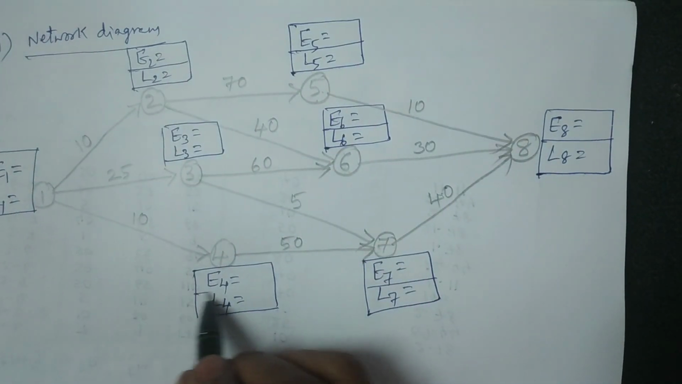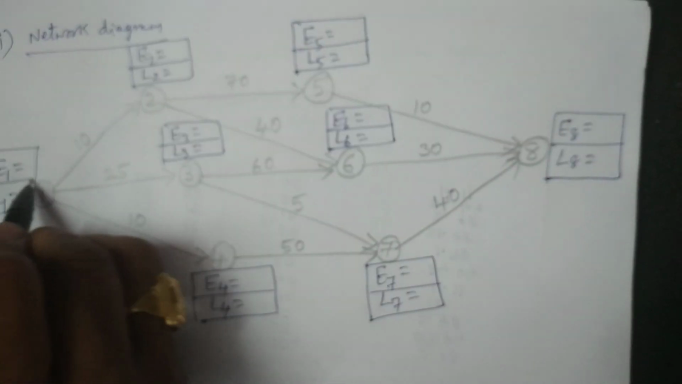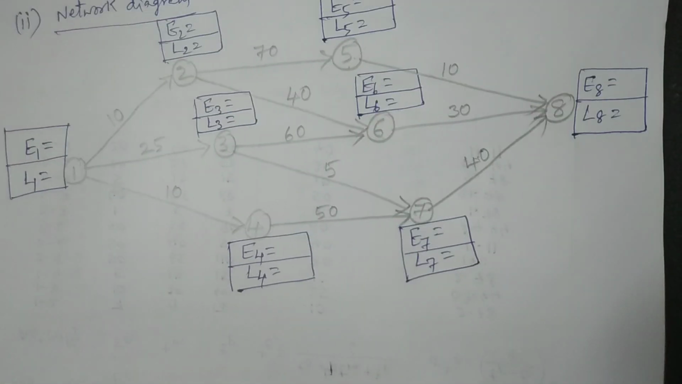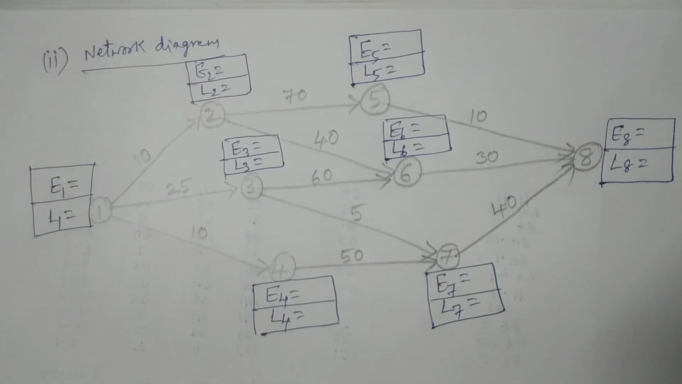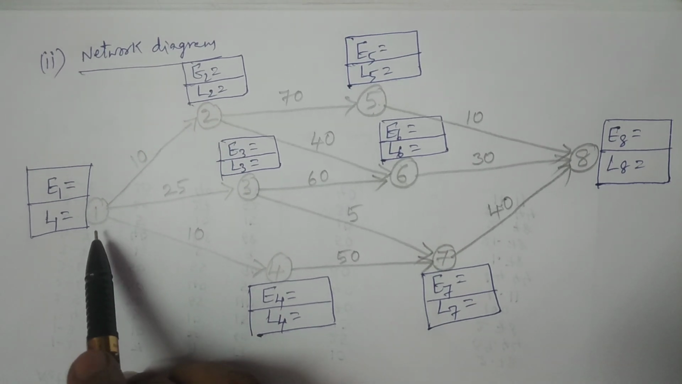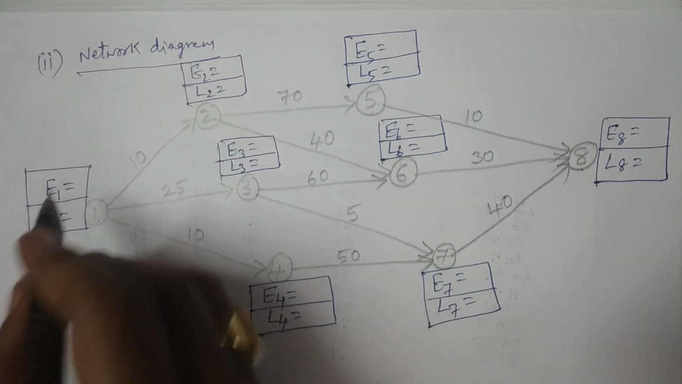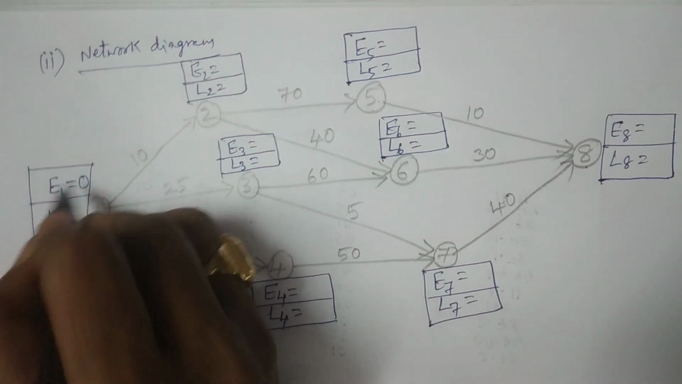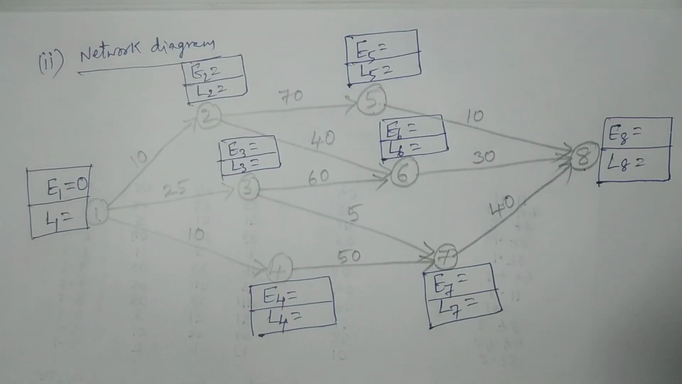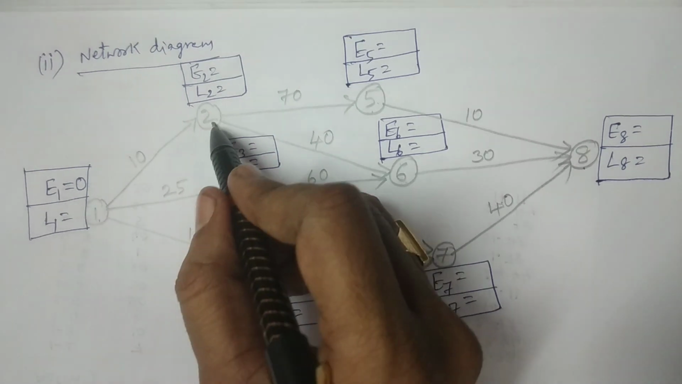So now I start the forward pass calculations in this particular diagram, right? Forward pass calculations means you have to calculate from the first node to the eighth node, the first event to the eighth event. You have to move forward and calculate the values one by one. By considering E1 is equal to 0, you move to the next node, the next event, the second event.